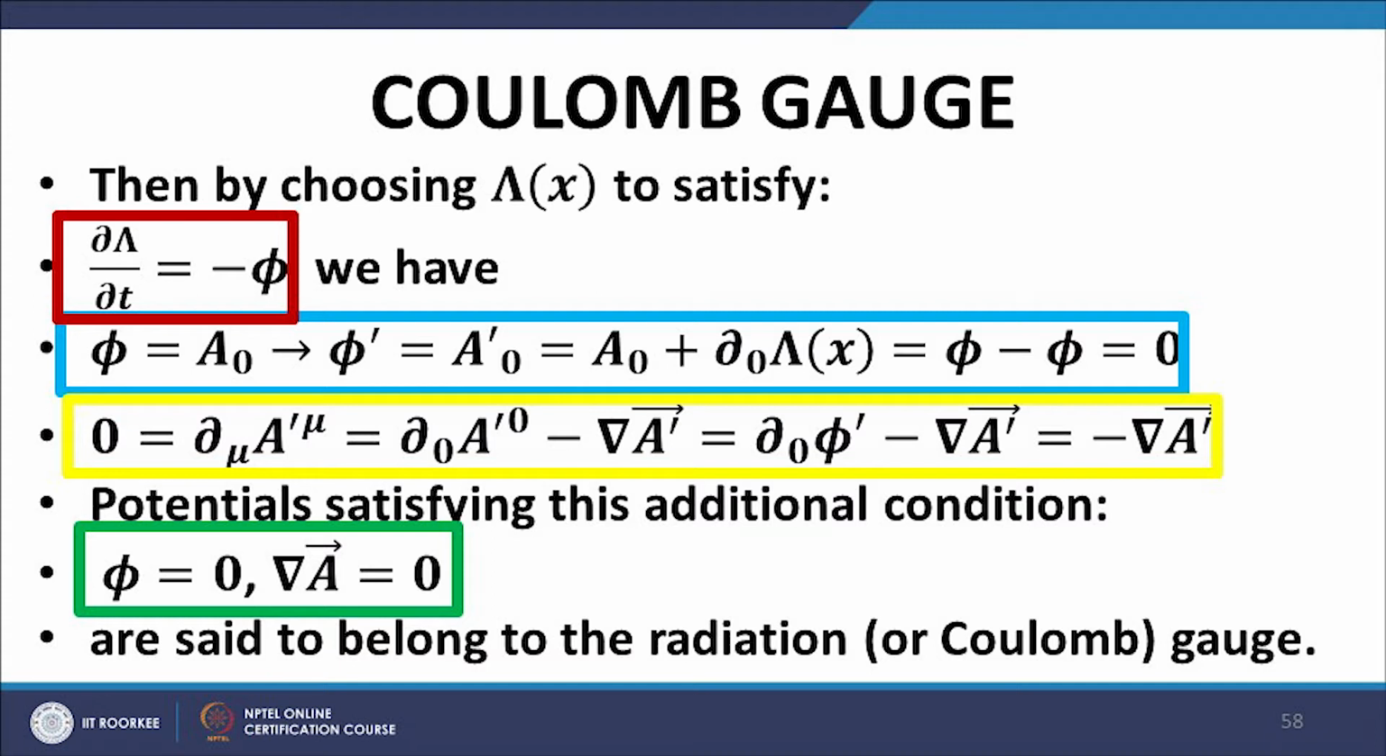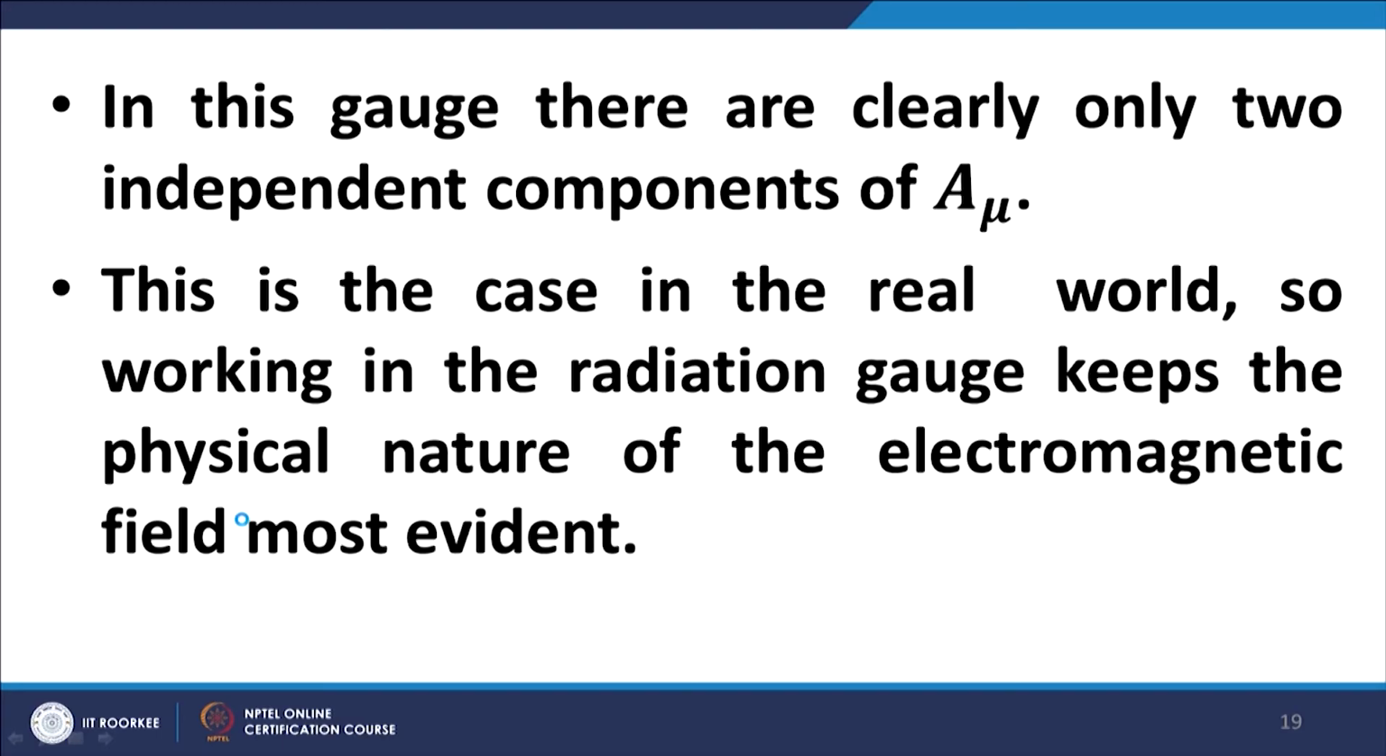In other words, the Coulomb gauge is specified by the expression in the green box, that is phi is equal to 0, and the divergence of A, the spatial A, is equal to 0. These two together make the Coulomb gauge, but please note they are not relativistically covariant. So, we are now left with only 2 independent components of A mu, and this is the case of the real world where we work.